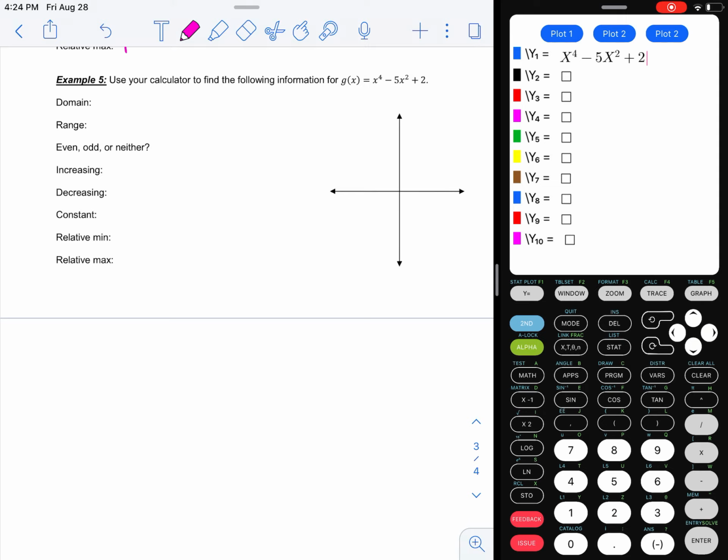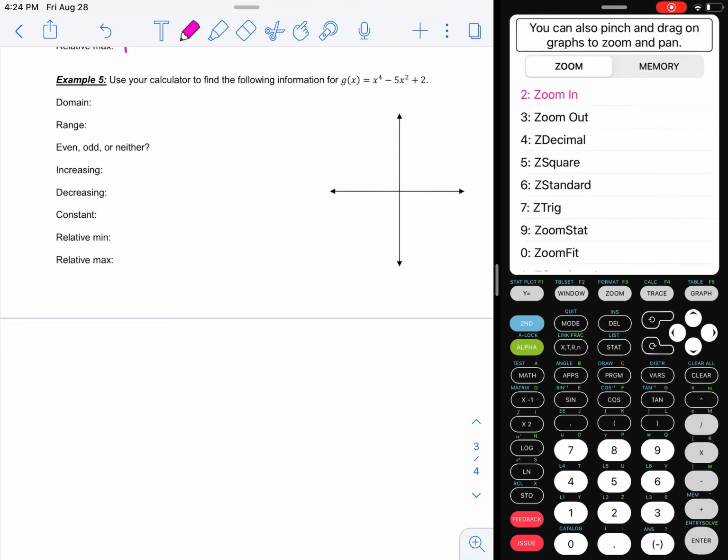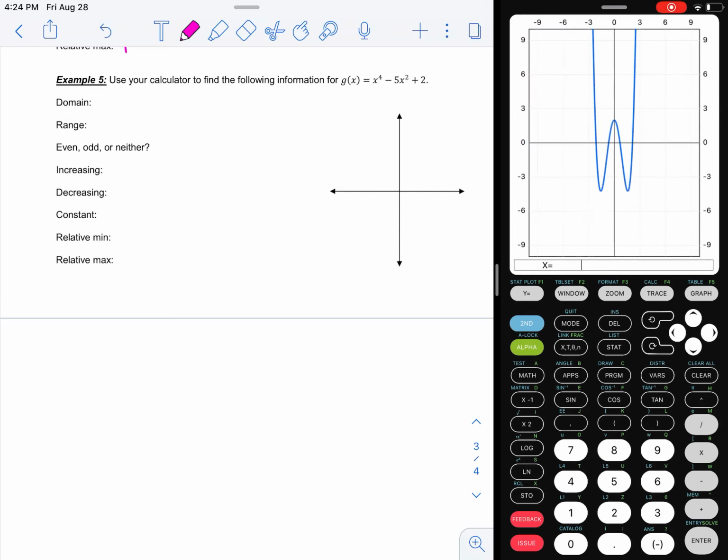All right, let's see if we hit graph, if our graph will appear fully on the screen. And it did. If yours didn't, then you have to hit zoom standard, which is option number 6, and it'll bring it to that graph paper. All right, let's do a quick sketch of what this looks like here. So there's a point here, down here, down here. All right, I'm gonna try to go through all of those.